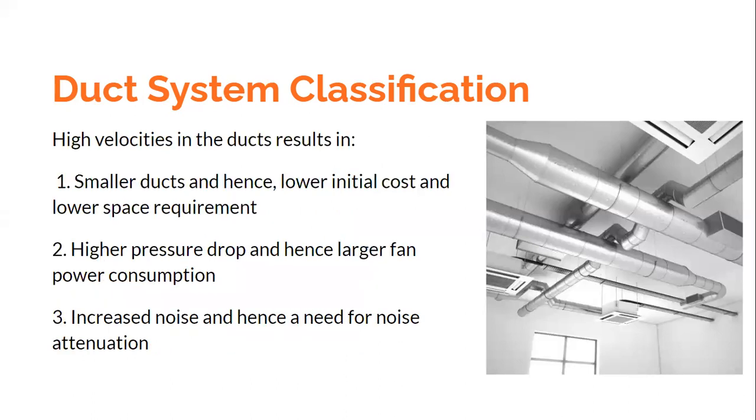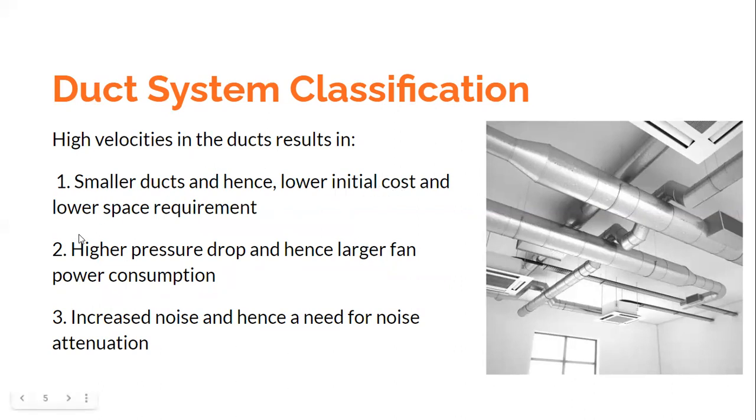If you choose a high velocity in the ducts, that would result in smaller ducts. Why is that so? In fluid mechanics, you have studied that the flow rate is a function of the cross-sectional area and the velocity. If Q is the flow rate, A is the cross-sectional area of the duct and V is the velocity, then Q is equal to A into V. So obviously, if the velocities are higher for the given Q, that is for the given flow rate, the ducts would be smaller. If the ducts are smaller, we would require less material, and hence the initial cost would be lower.